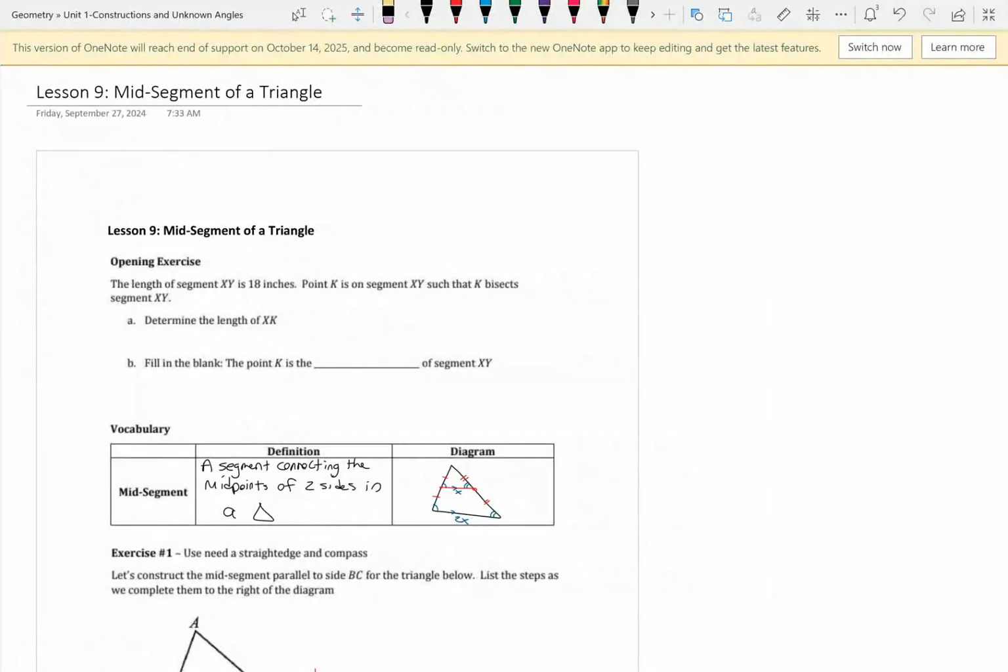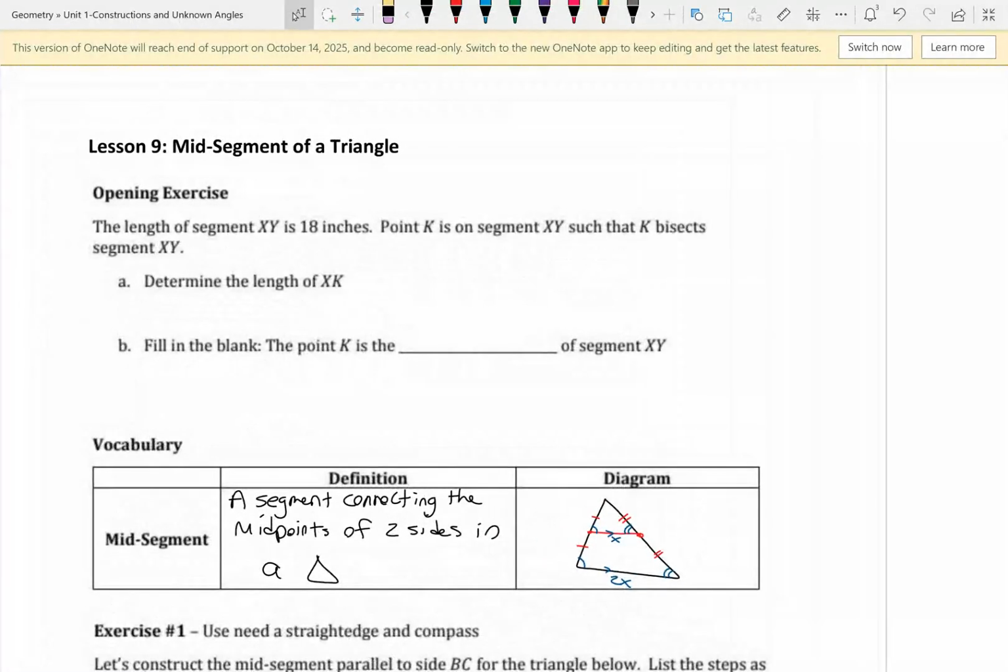Today we're going to look at our last lesson in Unit 1, our midsegment of a triangle lesson. So if we look at our opening exercise, the length of XY is 18 inches. Point K is on the segment XY such that K bisects segment XY. As we start to get better at our vocabulary, hopefully we're going to start to remember that bisects is really just fancy for cuts in half.